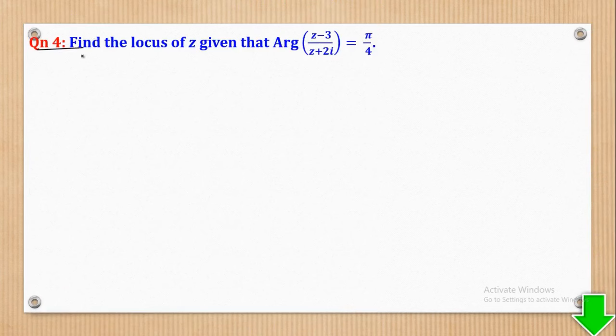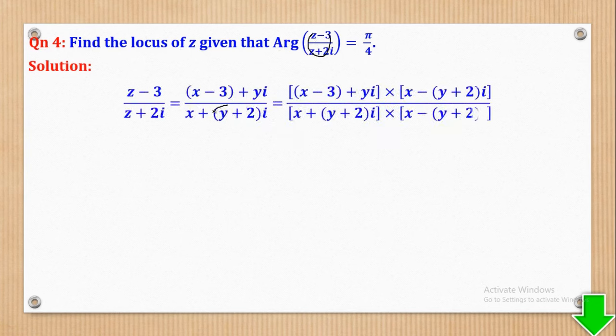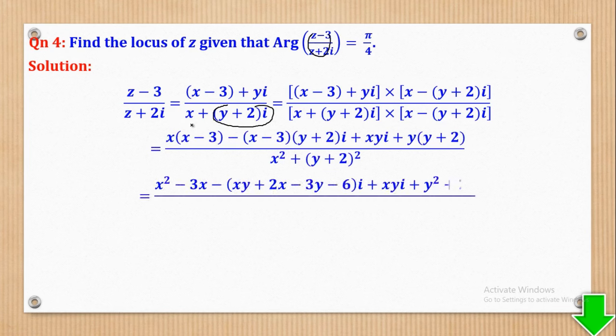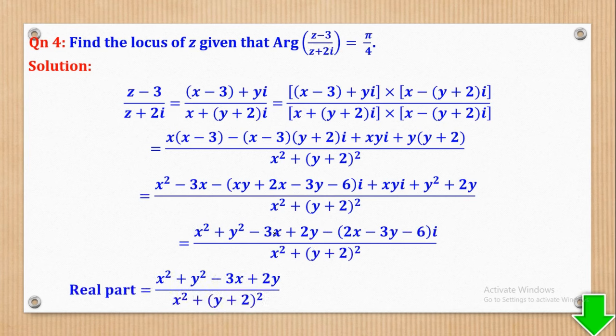Then question 4, find the locus of z given that arg this is equal to pi over 4. So still the same procedure, we first extract out this and simplify it because the denominator has an imaginary part, so you have to first rationalize and expand and simplify. Okay, so when you simplify, we now have the real part and the imaginary part. Now that we have got the real part and imaginary part, we shall go back to this argument.